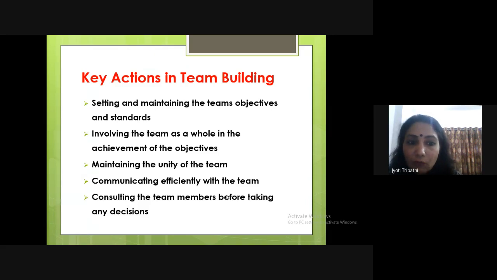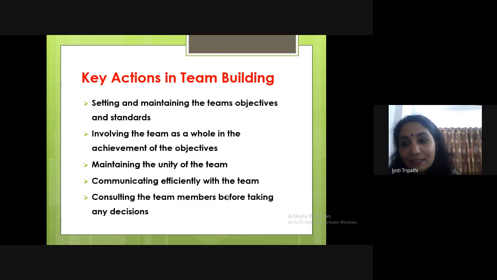And after that, involving the team. Once we are done with setting the objectives, we need to involve the team members as a whole in the achievement of the objective. Now, "as a whole" is an important phrase here, because when all the team members become part of the whole, it is always a better condition than being the sum of the parts. I hope you have understood.